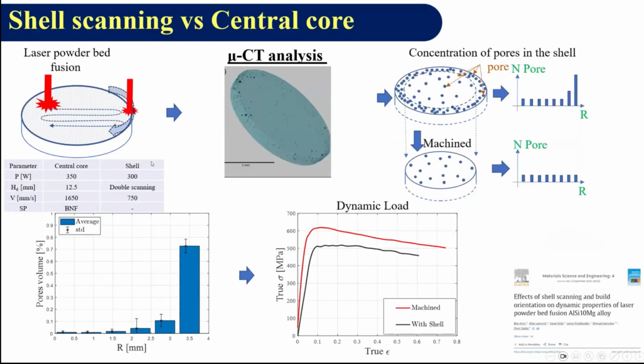Another thing that we investigated is the difference between the core scanning and the shell scanning. And we saw that in the shell, this change in scanning builds much more porosity in the shell region. You can see it indicated by the porosity in the outer radius, and that affects greatly the dynamic mechanical properties in terms of stress and in terms of breaking elongation.